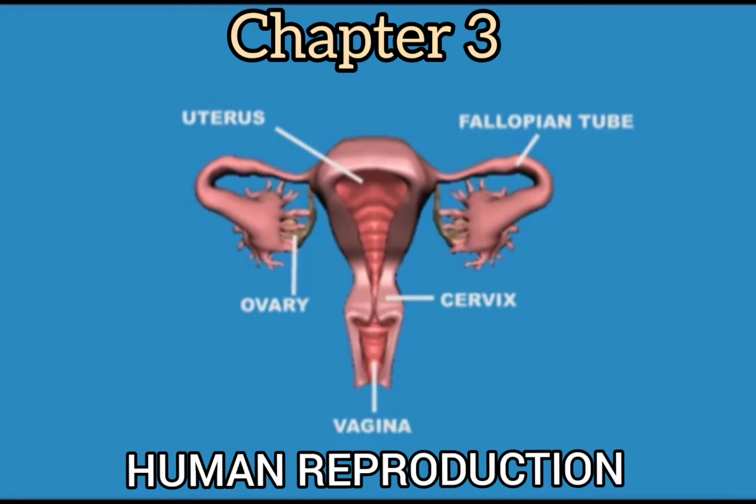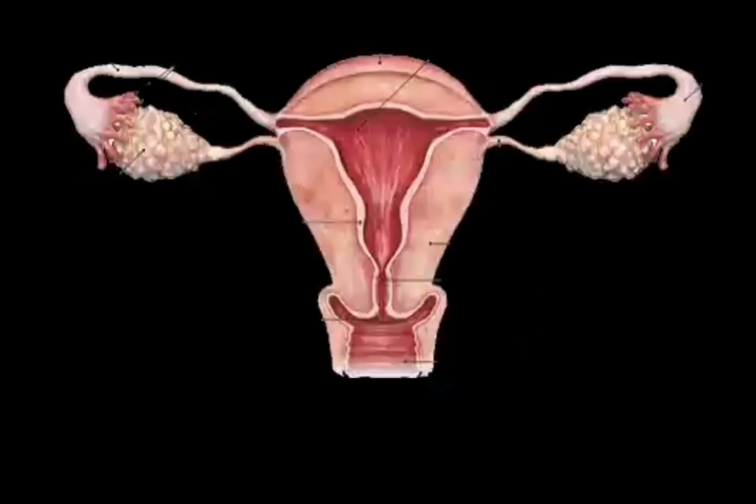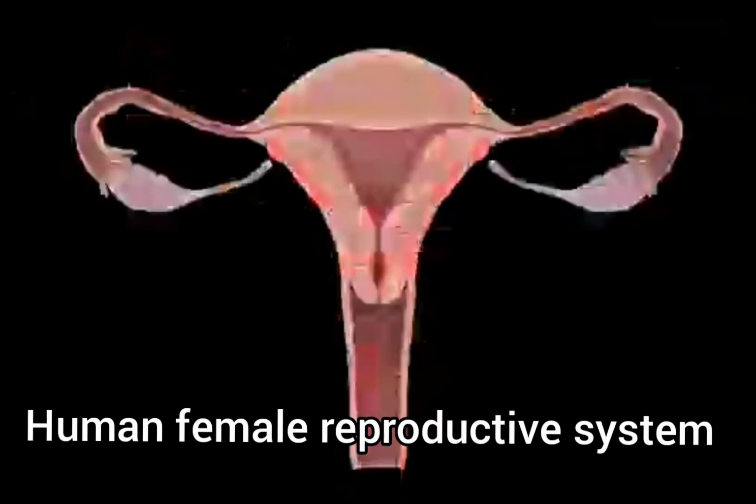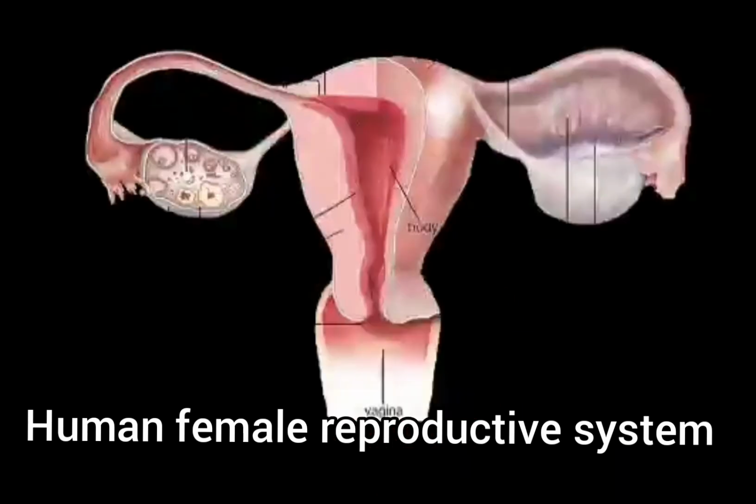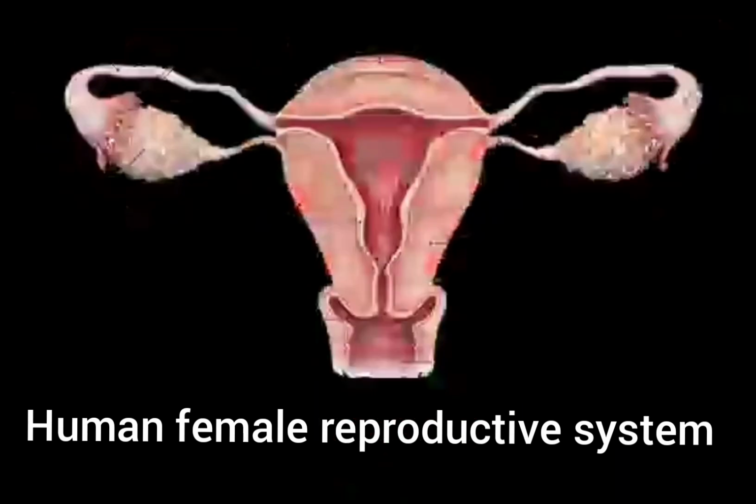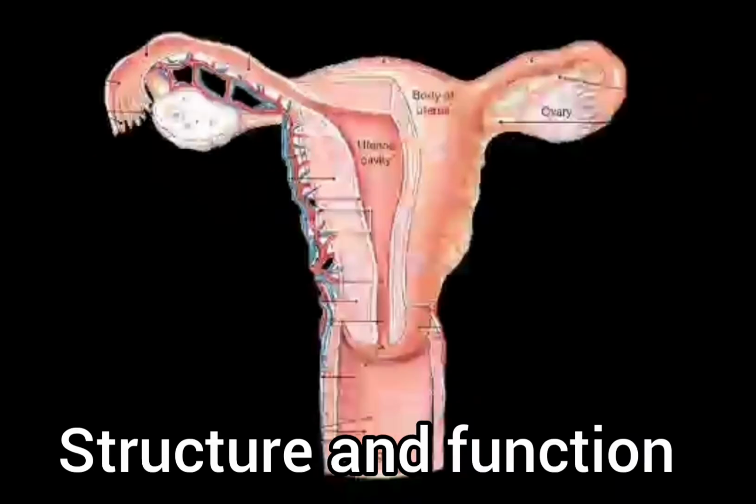Hello dear students, this is the second video from chapter 3, class 12, human reproduction. In this video I am going to discuss the human female reproductive system, its structure and function. So let's get started with the main topic.